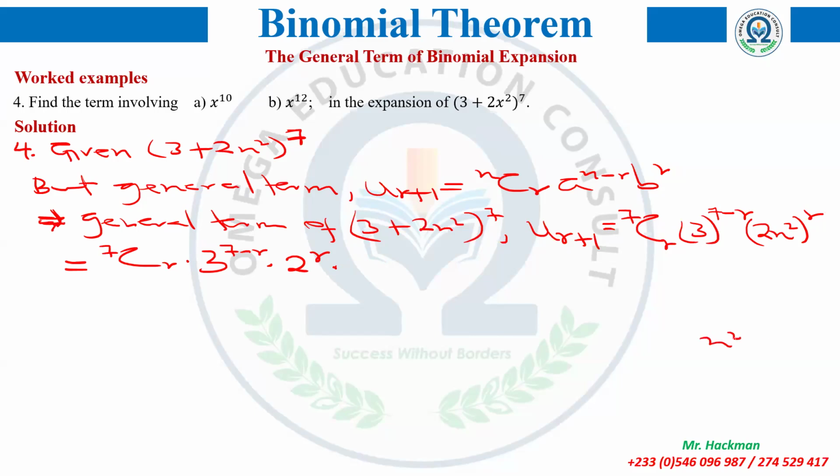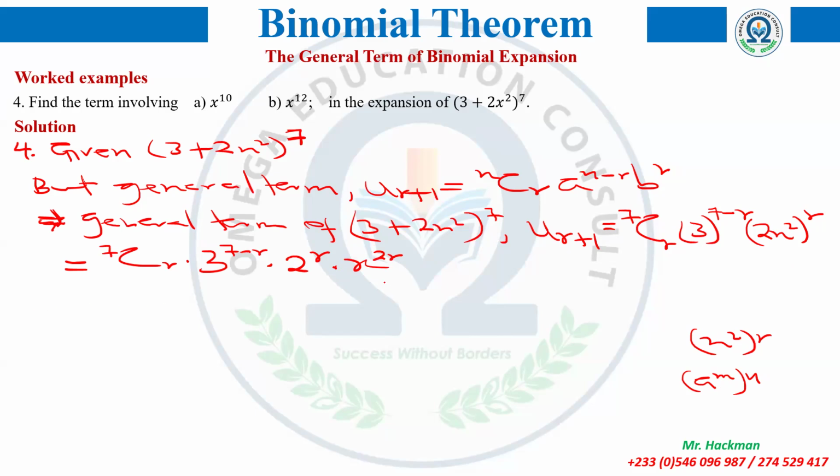If you have x squared all to the power r, with indices, if you have a to the power m all to the power n, it will be a to the power mn. Do you agree? So that will give us x to what power? 2r. Do you agree? Okay, so that will be it.